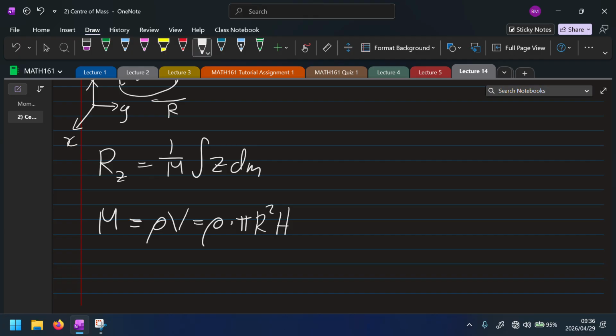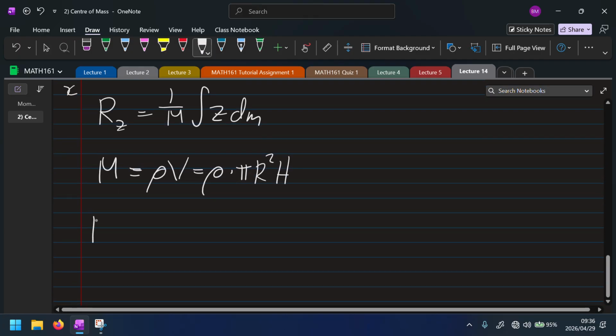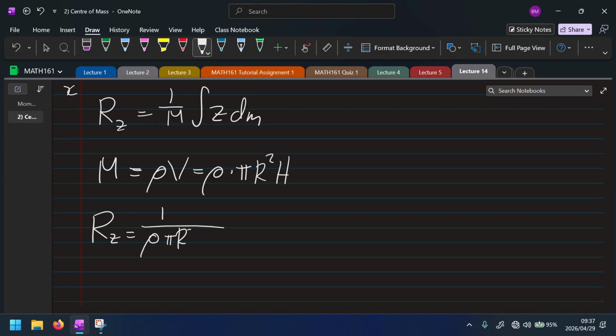Next we need the integral z dm. Dm we're going to replace with rho dv as we did before. So r_z is 1 over rho pi r squared h integral rho dv. We are integrating vertically because of z, so we need the disk method. We're going to stack up our disks vertically. So this will be the integral with the disk method from the bottom of our shape, z is 0, to the top of our shape, z is h.